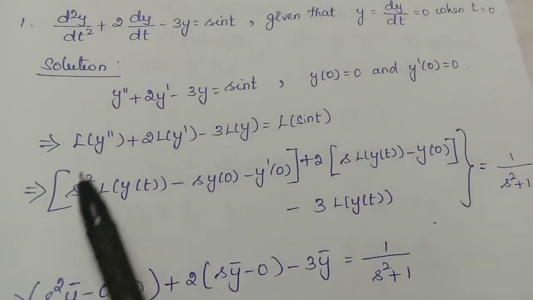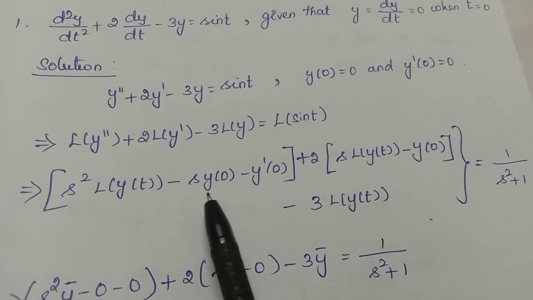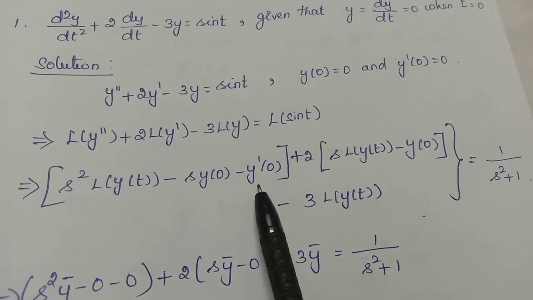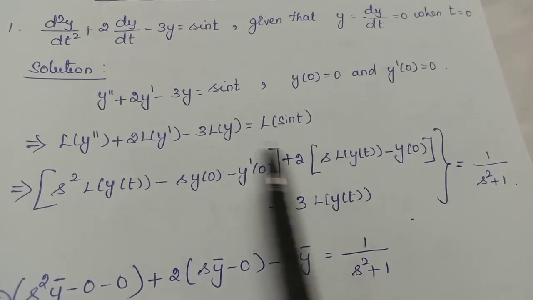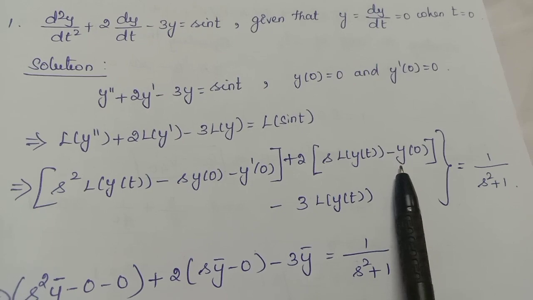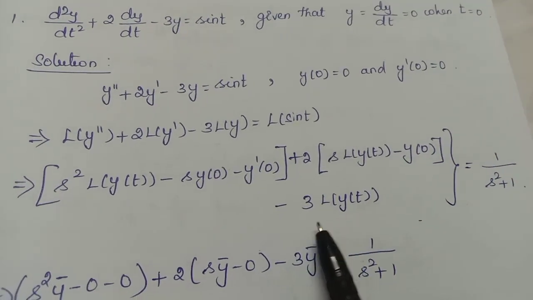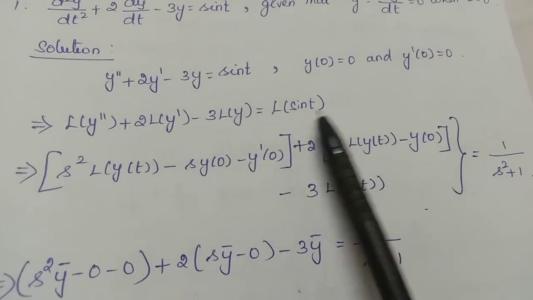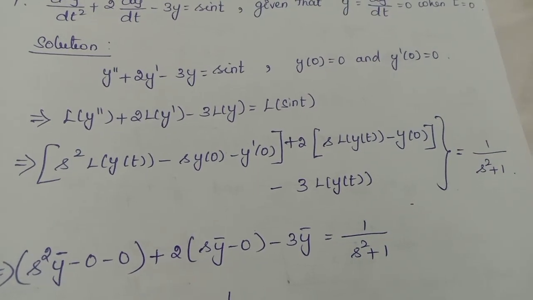For second order derivative, it is s square into L of y of t minus s into y of 0 minus y dash of 0, plus 2 into L of y dash. The same formula for first order derivative: s into L of y of t minus y of 0, minus 3 into L of y of t equal to Laplace of sin t, which is 1 by s square plus 1.